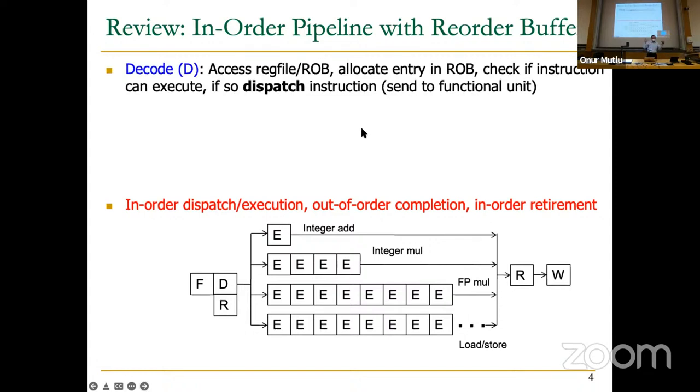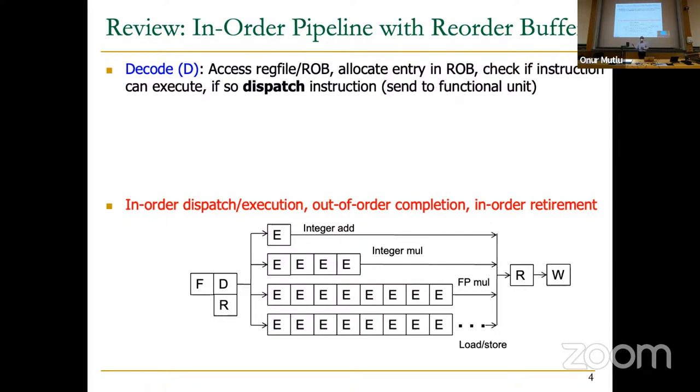So you've seen this last time, just to jog your memory, in the decode stage, basically we have a reorder buffer, right? Reorder buffer reorders the instructions and makes sure that the oldest instruction in the machine writes to the register file first. That's the idea of the reorder buffer. And to be able to do that in the decode stage, when an instruction is being decoded, and this happens sequentially in program order, the instruction accesses the register file and reorder buffer. It allocates an entry in the reorder buffer, checks if the instruction can execute based on the valid bits in the register file, if you remember. If so, you dispatch the instruction.